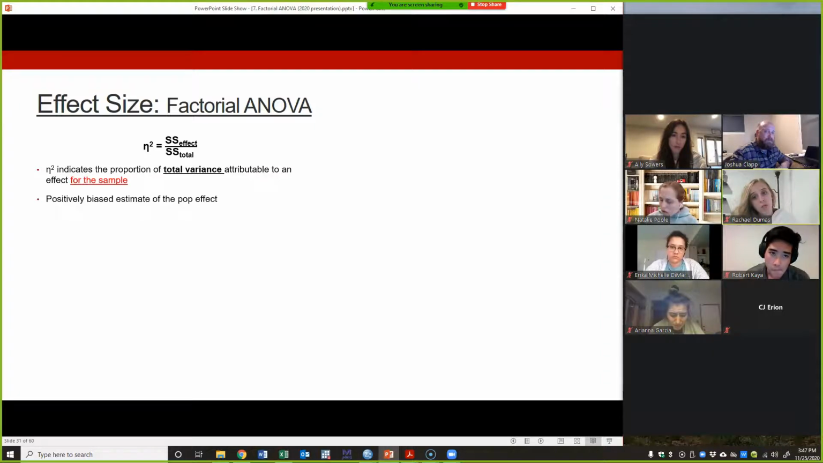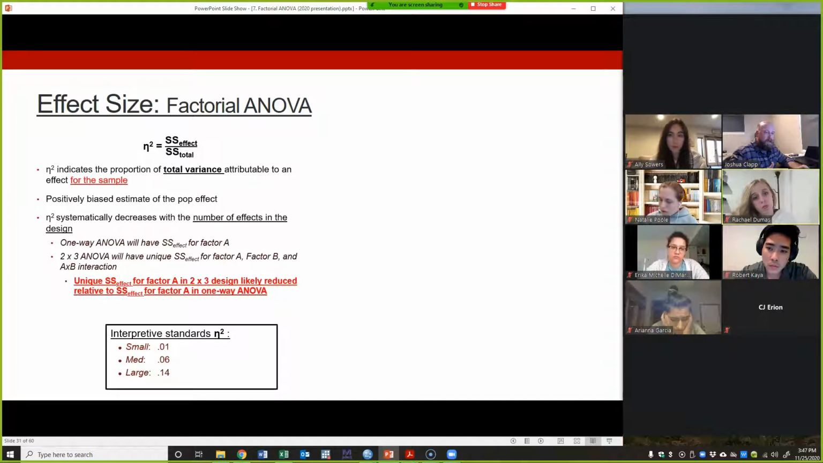But as you remember, eta squared is a positively biased estimate of the population effect, so we're a little bit worried there. And what we start to see is that our eta squared will start to systematically decrease with the number of effects in our design. So if I'm looking at a one-way ANOVA, going back to our example with film, I calculate my sum of squares effect over my sum of squares total for film.